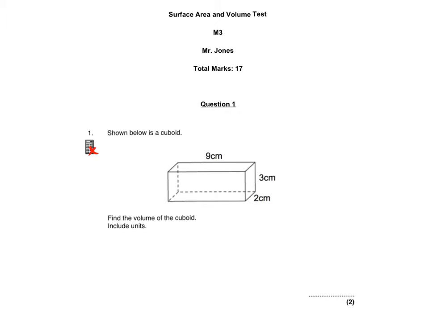So I'm going to do a talk through of the surface area and volume test you had a wee while back. So find the volume of the cuboid. Volume of the cuboid should be fairly straightforward. You just multiply all the dimensions. So it's 9 times 3 times 2. And that gave us 54. Now it says include the units, and that's centimetres cubed. And that's because you're multiplying 3 different dimensions.